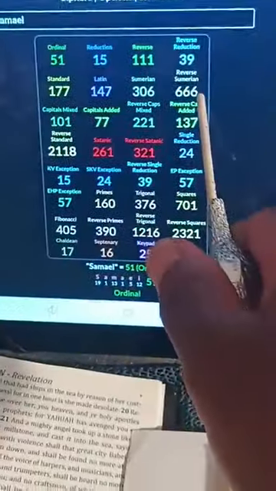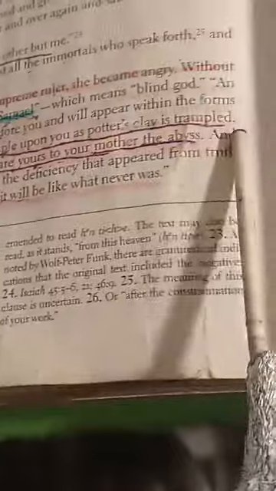Yaldabaoth boasts that he is God. I am God, and there is no other but me. Pistis Sophia, Queen Wisdom, she said, you are wrong, Samael. Samael equals 666. An enlightened, immortal human existed before you, and he will appear on earth within one of the forms you have shaped as a human, and the human will trample upon you as potter's clay is trampled. And you will descend with those who are yours to your mother, the abyss.